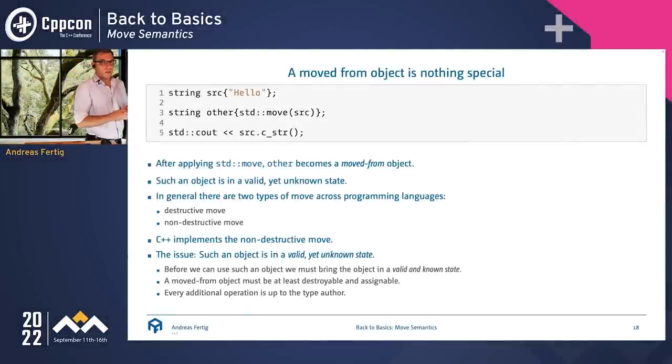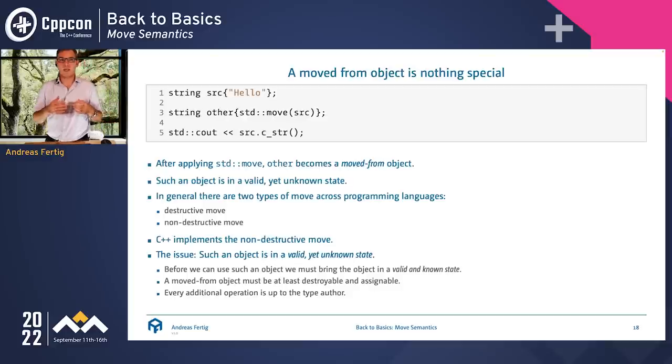There is one thing we also have to talk about, and this is the moved-from object. This is often a source for confusion and for errors. But a moved-from object is nothing special. The code here illustrates, first of all, what a moved-from object is. Say I have a string object, call it source, and I assign the string hello to it. And then in line number 3, I create another string object called other, and I'm using std::move, moving source into other. And then in line number 5, I'm using cout to print out the contents of my source object.